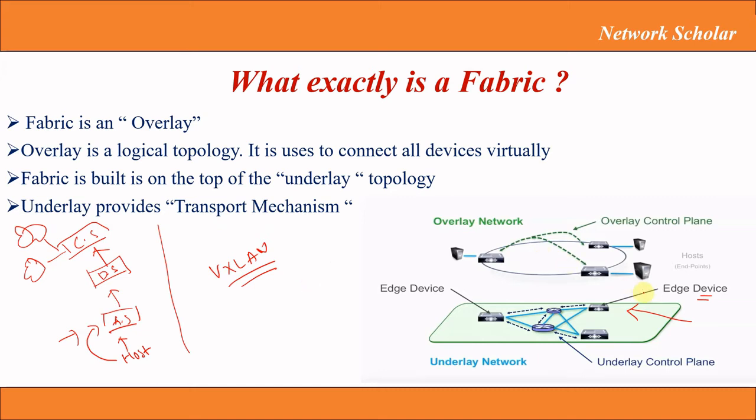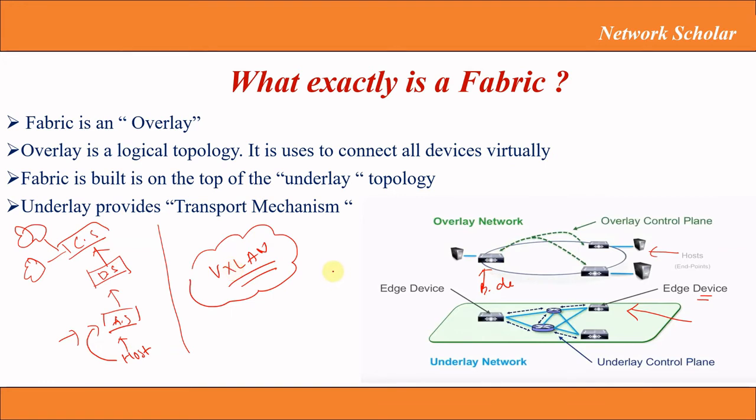So when the packet is initiated from the host, the packet will directly come and hit your edge device. Once the packet hits your edge device, the packet will get encapsulated by the VXLAN, and from the edge device till the border device. So let's say this is your border device. Till the border device, your VXLAN will carry the packet, okay, and once the packet reaches your border device, this packet will get decapsulated, okay, and from there it will go to the outside world, or it may go to another fabric, okay. So this task, everything will be done by the VXLAN, okay.